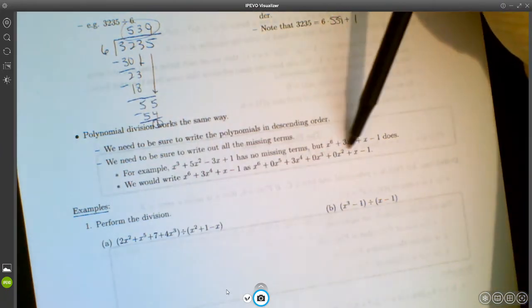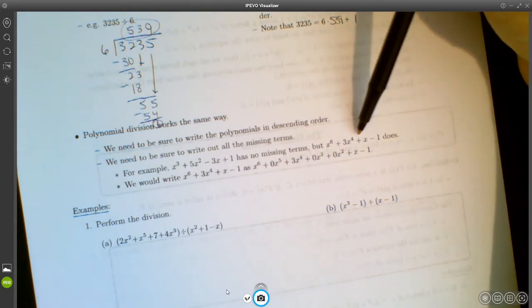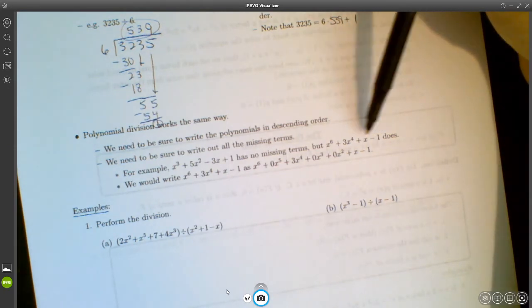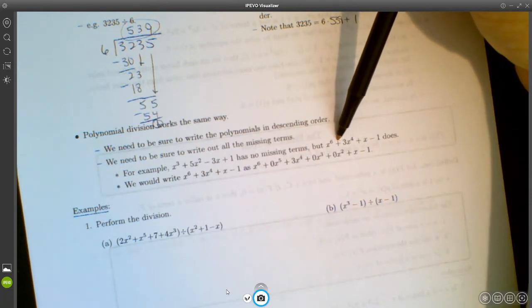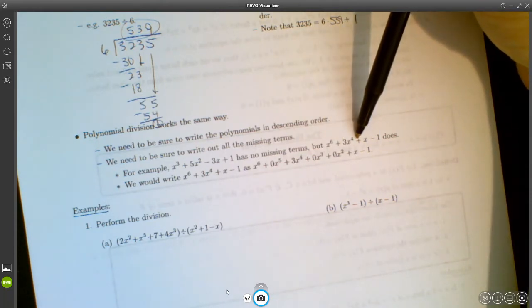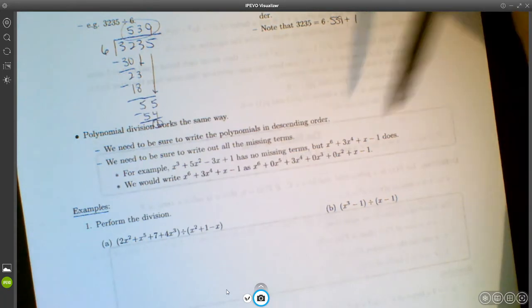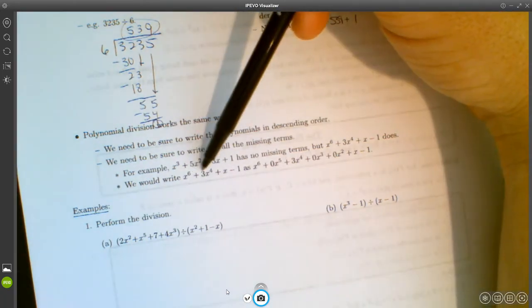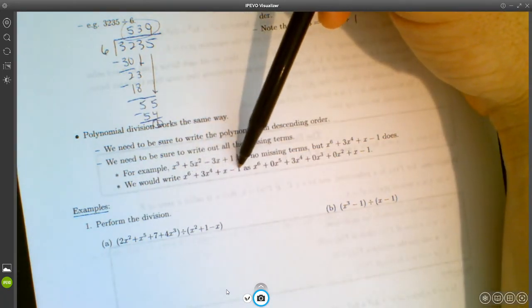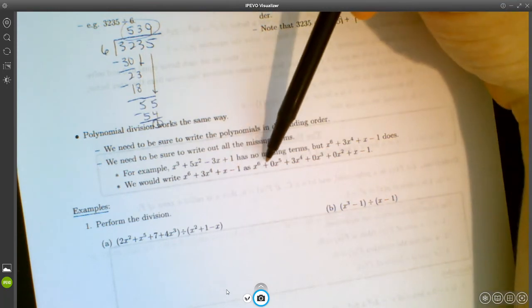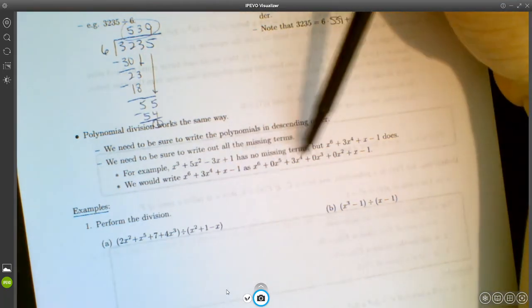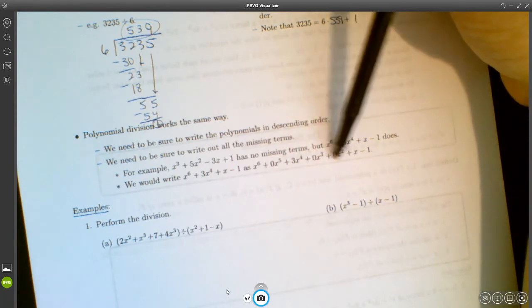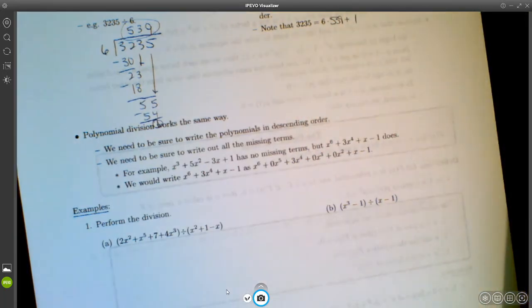But something like x to the 6th plus 3x to the 4th plus x minus 1, this does have missing terms. It's missing an x to the 5th, it's missing an x cubed, and it's missing an x squared. So instead of writing x to the 6th plus 3x to the 4th plus x minus 1, when we're doing long division, we would write out x to the 6th plus 0x to the 5th plus 3x to the 4th plus 0x cubed plus 0x squared plus x minus 1.